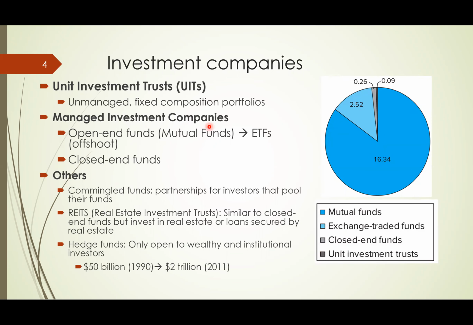The major investment company types include, number one, unit investment trusts. They refer to passive index portfolios. They are unmanaged. Number two, managed investment companies that include three types: open-end funds, typically called mutual funds, ETFs, which are an offshoot of mutual funds, and closed-end funds. And the third includes many other types, such as commingled funds and partnerships for investors that pool their funds from a certain company or a certain group.